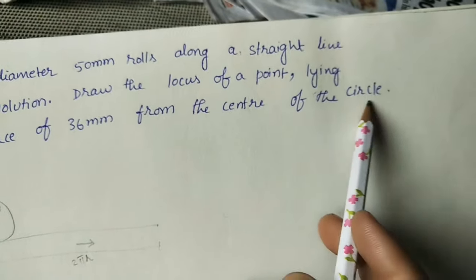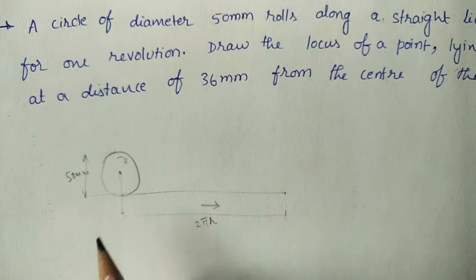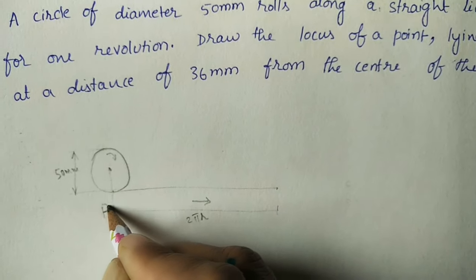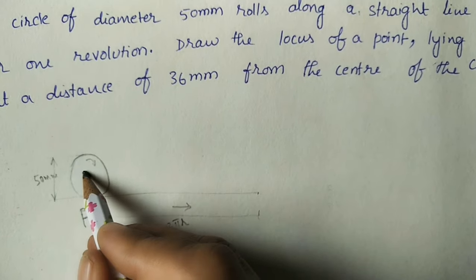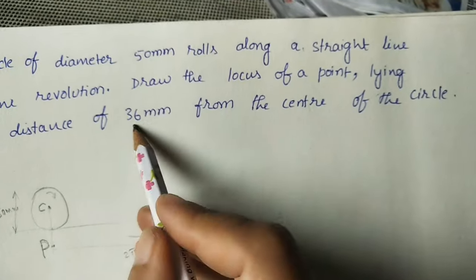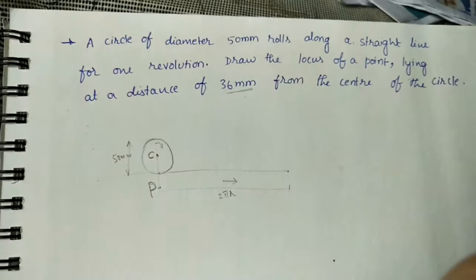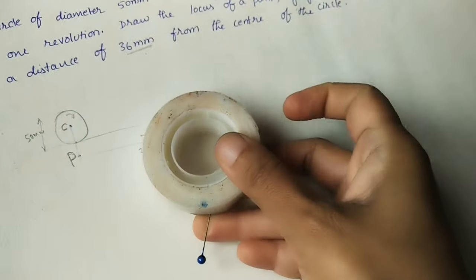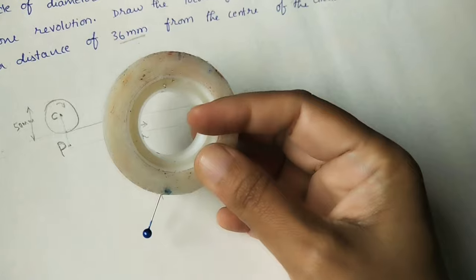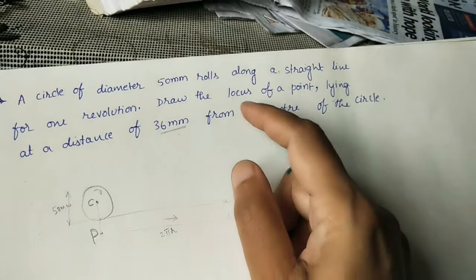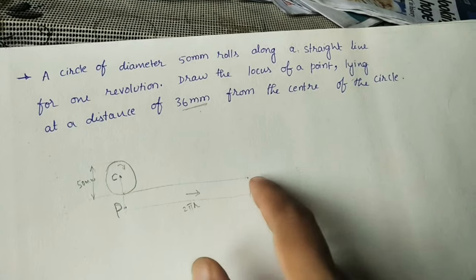So from the center of the circle, we are taking one point. Let us take here one P point. We can give any alphabet for that point name. So how much distance from center to this P point? It is 36 mm, that is 3.6 cm. So this CP distance is 3.6 cm. Practically also we are taking this P point and the center distance is 3.6 cm. Now let us do the locus of this P point when the circle is rolling along this straight path.